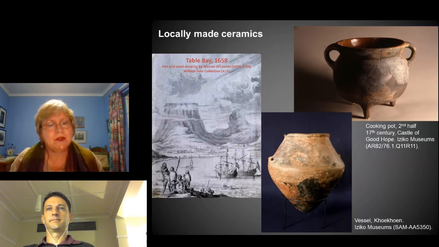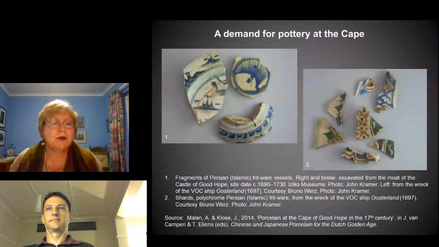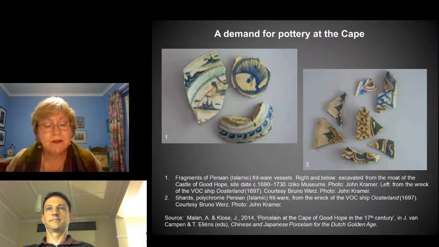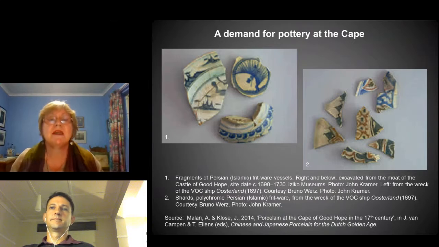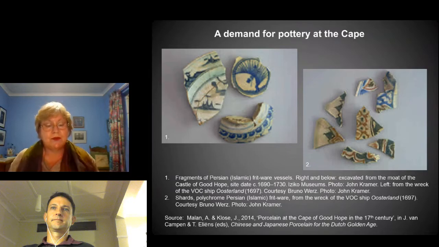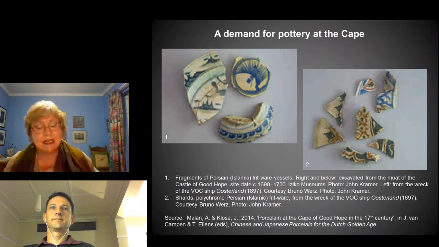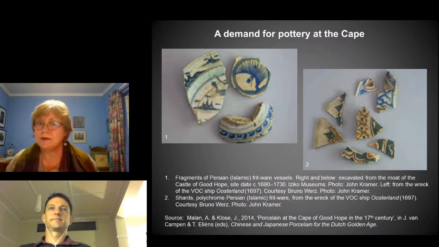What was then imported first and foremost was Persian ware. It was recorded in 1665. The first cargo of imported ceramics, in fact, arrived in 1666, the same date as the foundation stone that was laid for the castle of Good Hope. So the ship, the Westvoort, sailed from Batavia on the 7th of December 1666. In it, it had one case of 185 pieces of Persian ware for the Cape. There were 40 dishes, 100 plates, 25 bowls, and 20 small saucers.